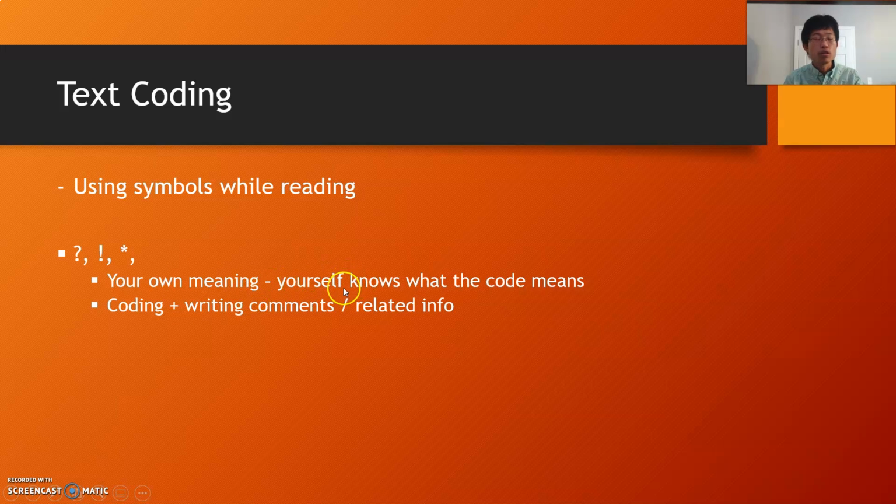Just make yourself meaning that you know what those are. You must know what the code means. A question mark doesn't have to be a question. It could be something that you're confused with. Just make your own rule. Also, I would suggest having a code plus a comment next to the text or some kind of related information about it, just to get your brain activated along with text coding.